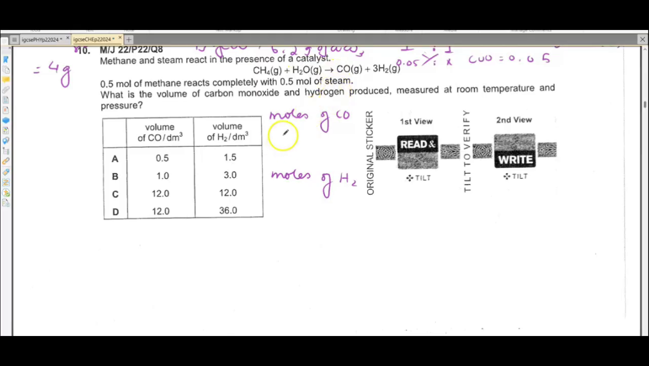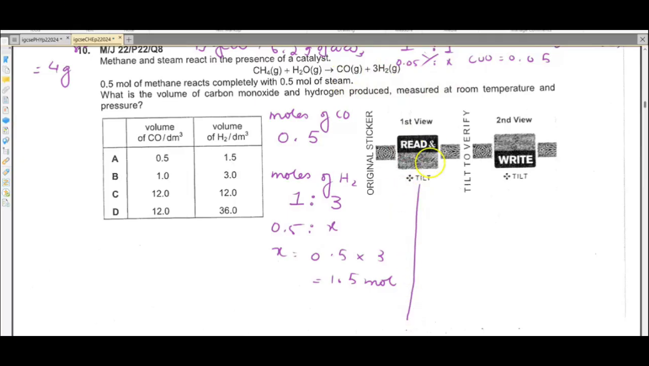CO is there. So the moles of CO, carbon monoxide, would be the same as those of methane and water. ठीक है? To find the moles of hydrogen, we need to do the exercise that we do. 1:3 का ratio था. 0.5 moles were there. So moles of hydrogen would be 0.5 into 3. ठीक है? So that is going to give us 1.5 moles. ठीक है? Now we know the moles of carbon monoxide and moles of hydrogen.